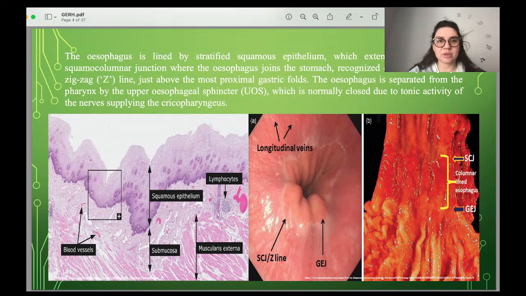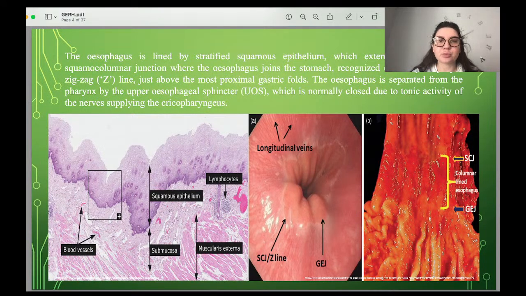The esophagus is lined by stratified squamous epithelium, which extends to the squamocolumnar junction where the esophagus joins the stomach. It is recognized as a zigzag zone or Z-line.